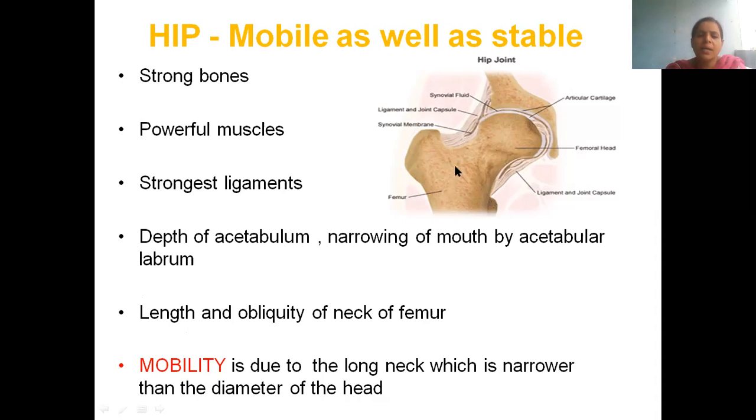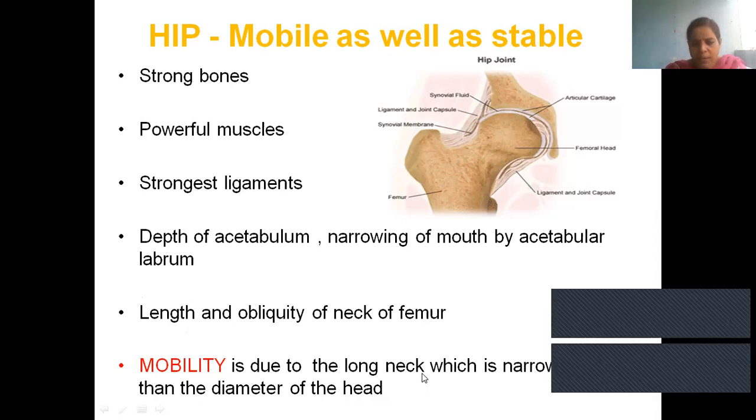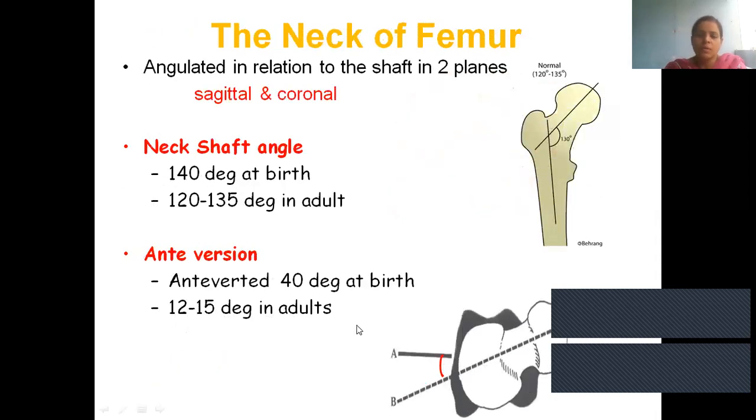Apart from that, the length and oblique nature of the femur. Okay, and the mobility is due to the long neck which is narrower than the diameter of the head. Okay, and now coming to the neck of the femur, if you look at this section, what is the angle it usually makes? See, the neck and shaft angle in adults is usually 130 degrees.